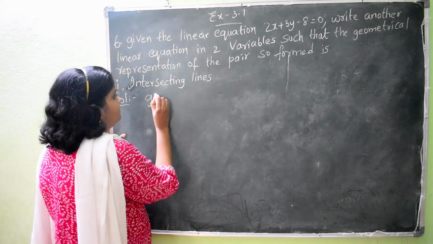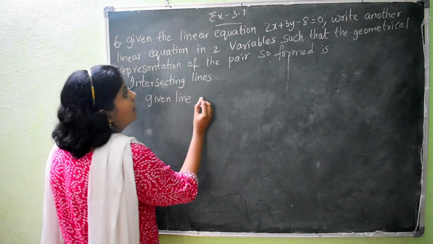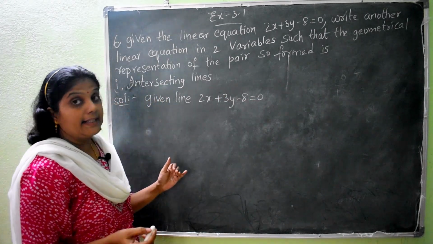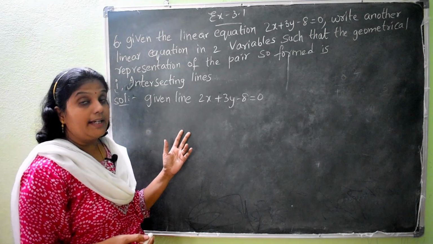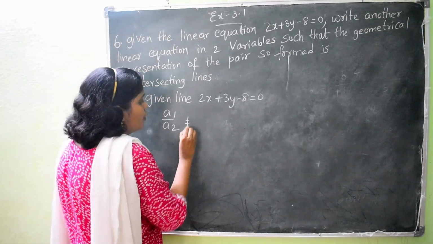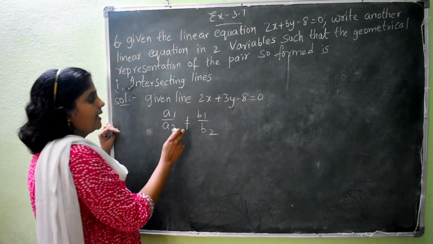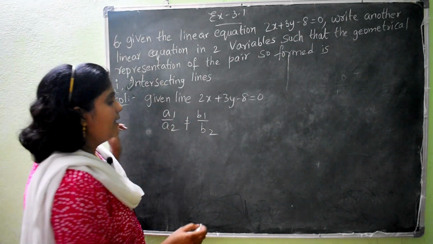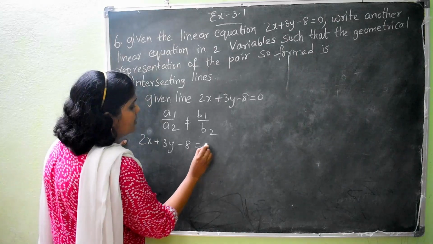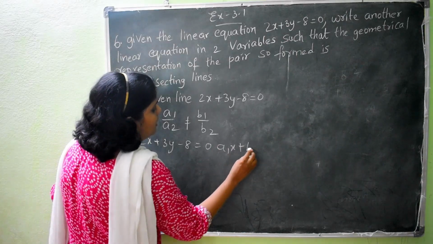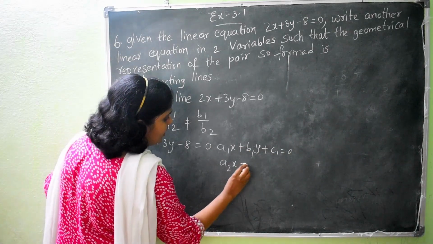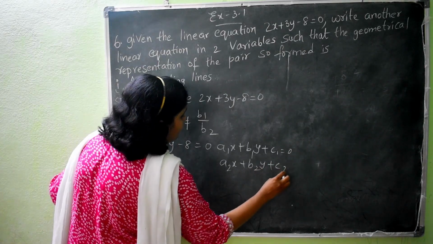First of all, write the given line. What is the given line? 2x plus 3y minus 8 equal to 0 is the given line. We are going to write another line such that the pair of linear equations forms intersecting lines. What is the condition for intersecting lines? a1 by a2 should not be equal to b1 by b2. This is the condition for intersecting lines. So this is one equation, a1x plus b1y plus c1 equal to 0, and we need to write another linear equation, a2x plus b2y plus c2 equal to 0.